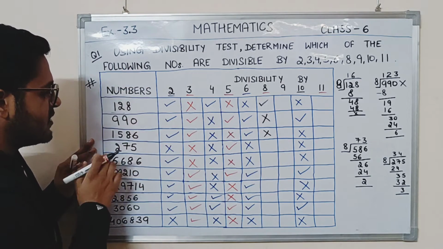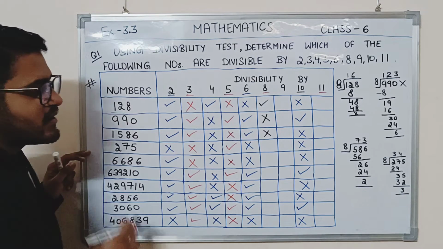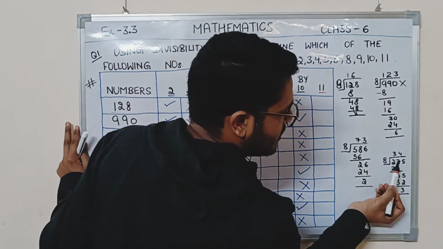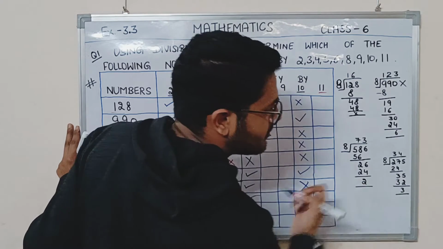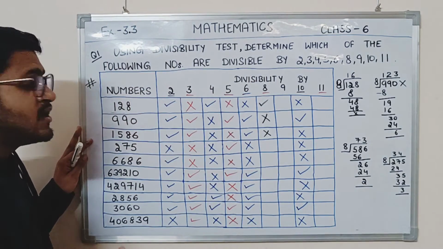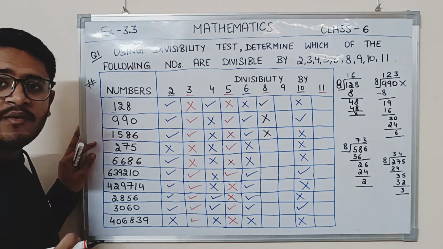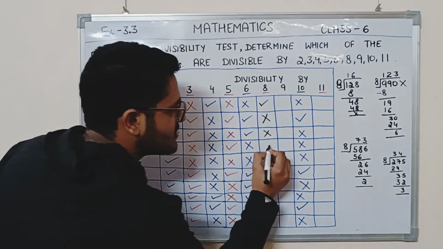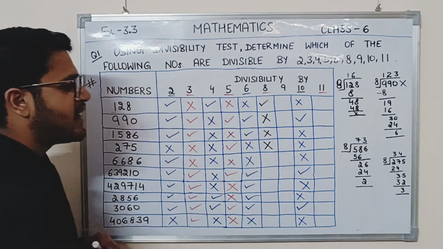Next, 275. Let's divide 275 by 8. I have already done it. 275 when divided by 8 gives us a remainder of 3, which means 275 is not divisible by 8. So this number is not divisible by 8.